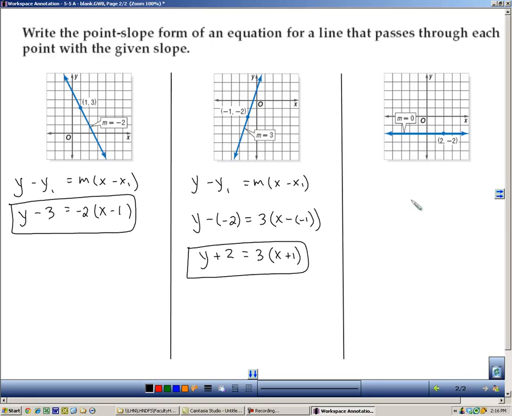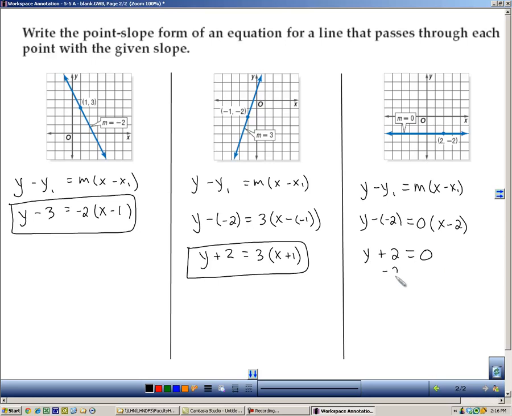And then the last one, my point is 2, -2. So subtract -2. Slope is a 0, and x sub 1 is a 2. Now the interesting thing here is that 0 times anything is just going to give me a 0. So we'll rewrite this as y plus 2 equals 0.